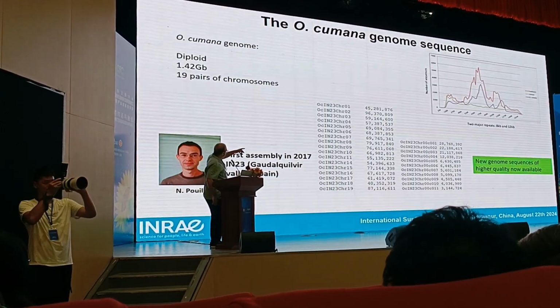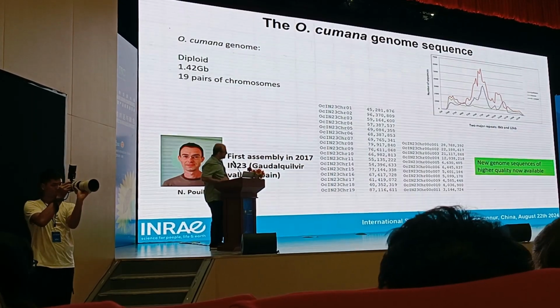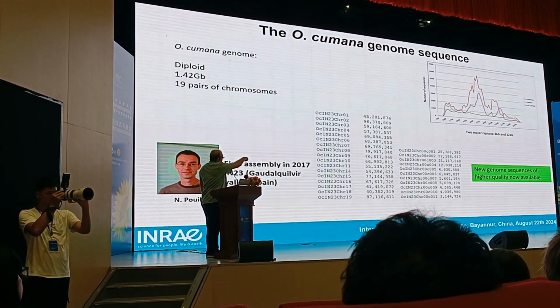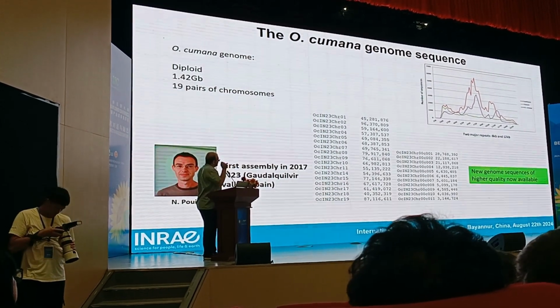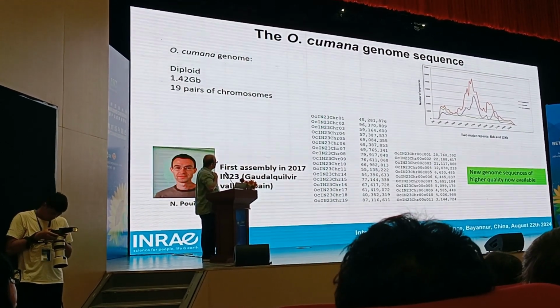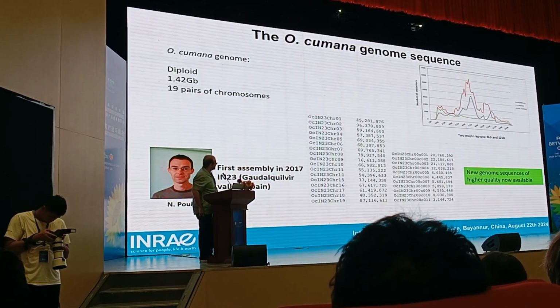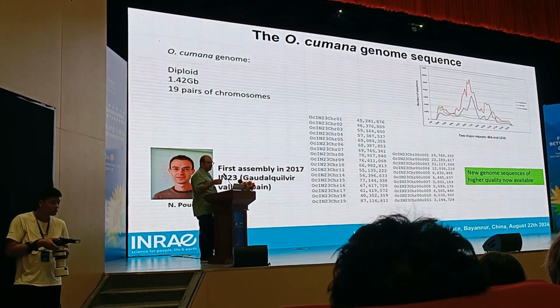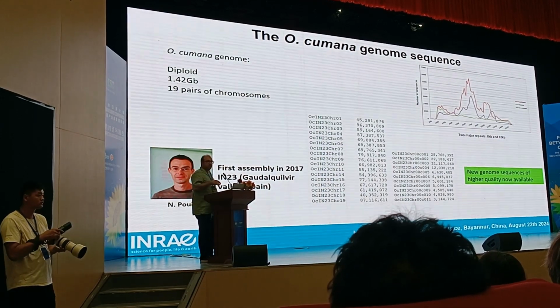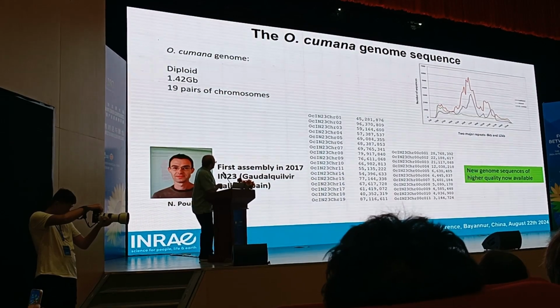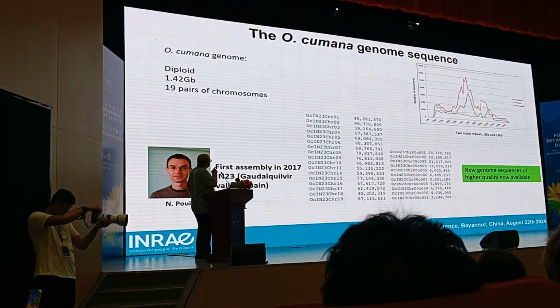So we assembled the 19 chromosomes, but as you can see, we have also large scaffolds that have not been assembled in the chromosome sequences, but now we have also new genome sequences of higher quality with all the 19 chromosomes fully sequenced. Oh, sorry, I forgot to talk about that.